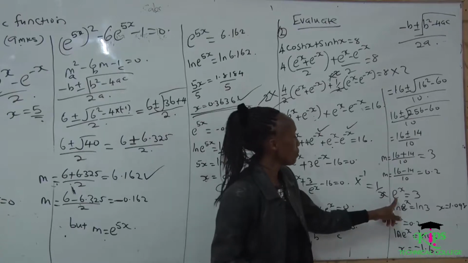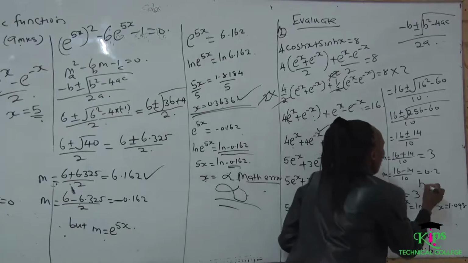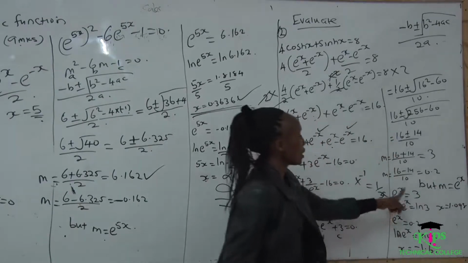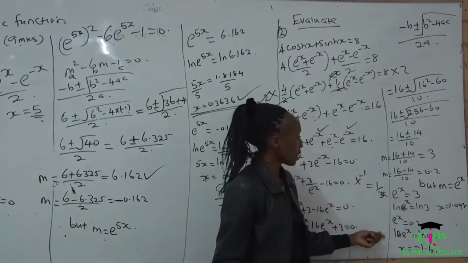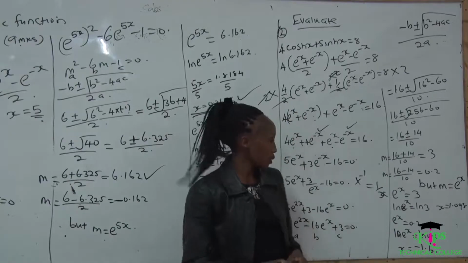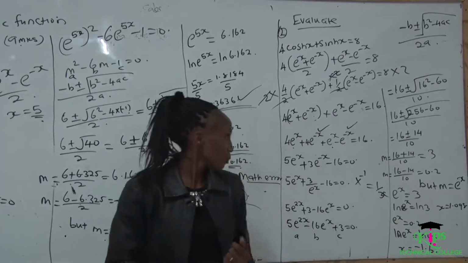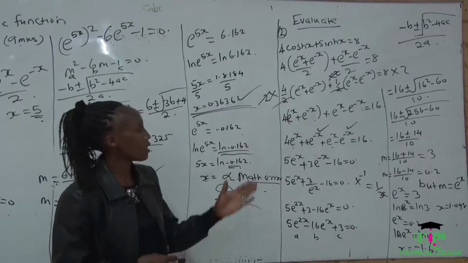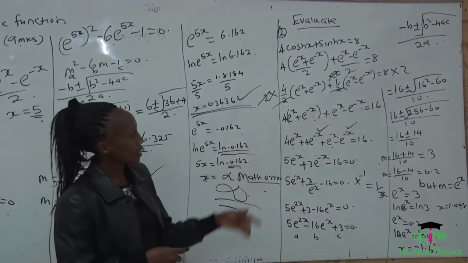And then from there, we say but m is equal to exponential x. So exponential x is equal to 3, and exponential x is equal to 0.2. You get the natural logarithm of 3 and the natural logarithm of 0.2. In this case, we get the two answers for x, which are negative 1.6 for 0.2, and the other value is 1.098.